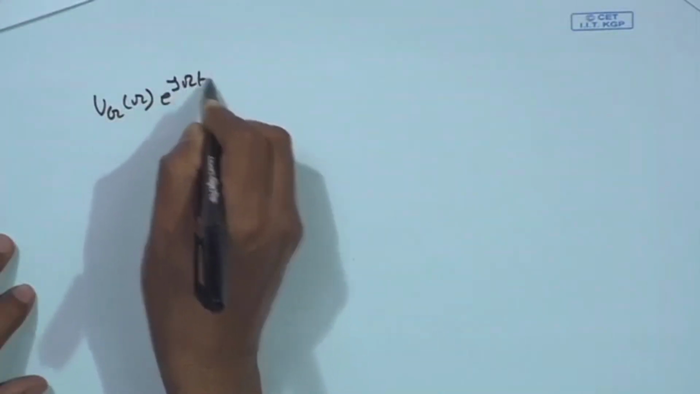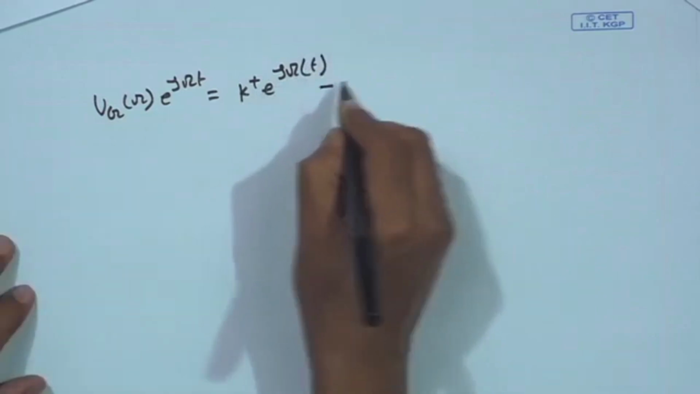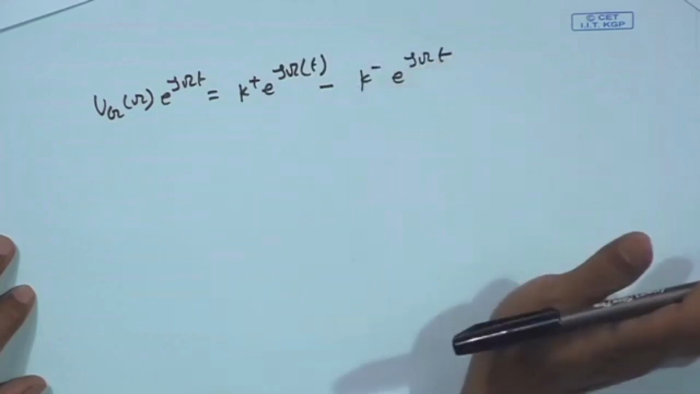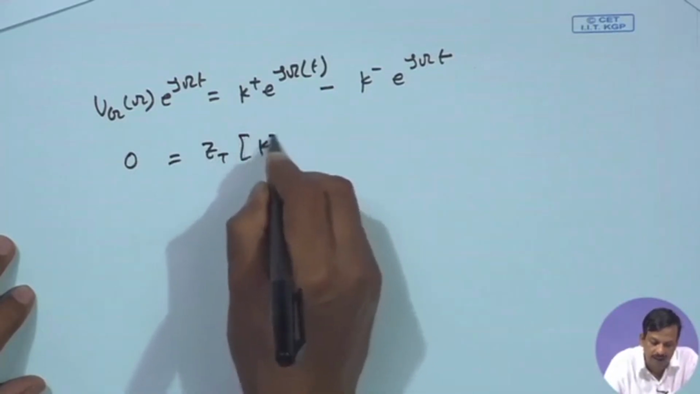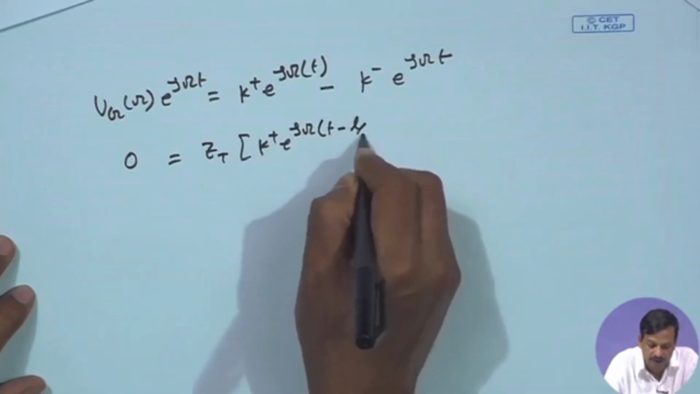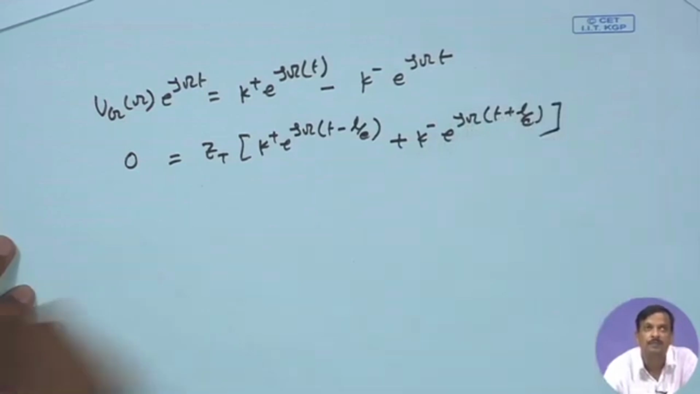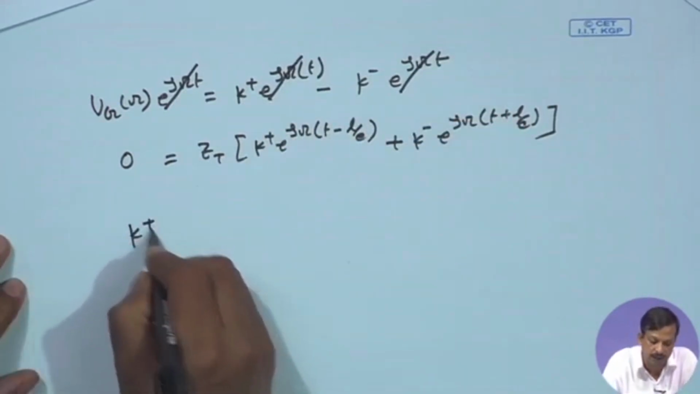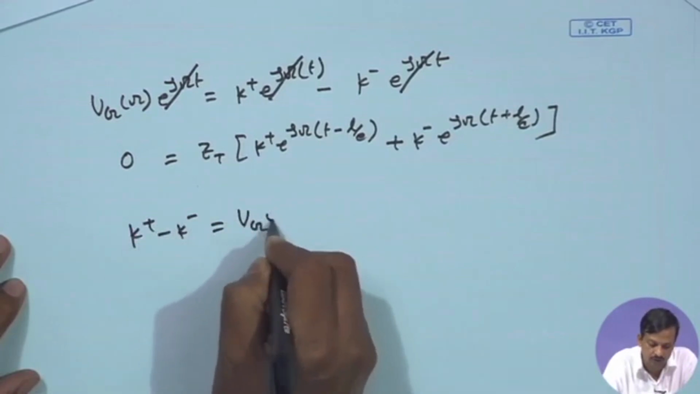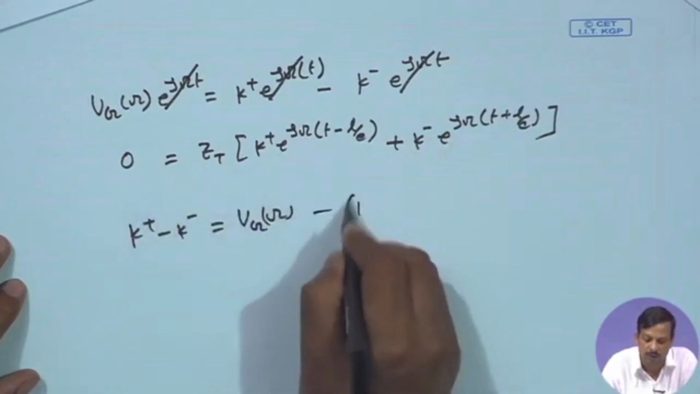So, in 1 I can say u g omega e to the power j omega t is nothing but k plus e to the power j omega t, because x is equal to 0, minus k minus e to the power j omega t, x equal to 0. And similarly, 0 is equal to z d into u plus k plus e to the power j omega (t minus L by c) plus k minus e to the power j omega (t plus L by c). From here, e to the power j omega t cancels. So, k plus minus k minus is equal to u g omega, and here z d is equal to k. This is equation number 1 and this is equation number 2.